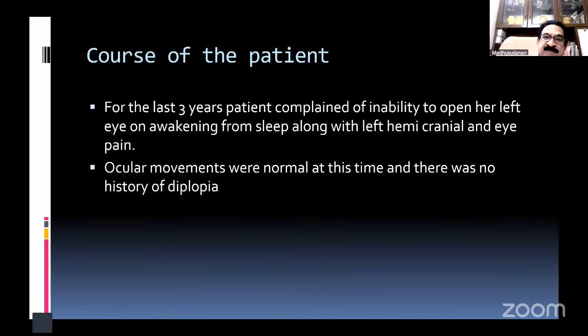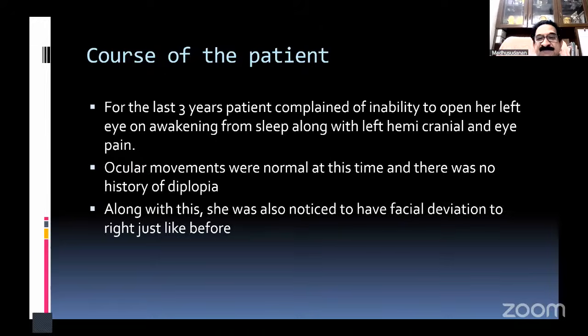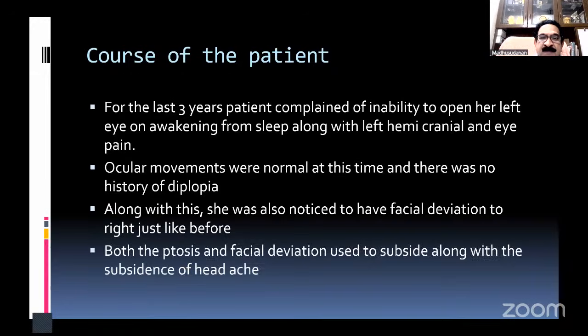Examination of the ocular movements was normal at this time, and there was no history of diplopia. Along with this, she also noticed a facial elevation to the right, just like before. It's all occurring on the same side. Both the ptosis and the facial elevation used to subside along with the subsidence of headache. So it's different: initially it was facial, now it is only ptosis. Something like a hardness, but the pupil is normal at that time.